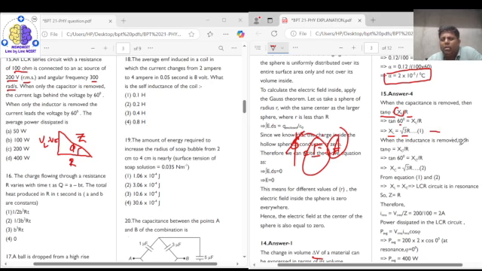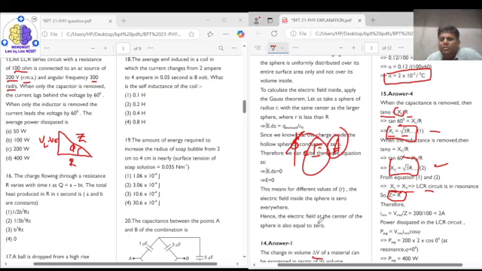On the other hand, when the inductor is removed, then also tan phi is equal to XC upon R. So tan 60 is equal to XC upon R. So XC is equal to root 3 times R. Now XL and XC are equal. We can see that XL is equal to root 3 times R and XC is also root 3 times R, right? So we can say that if XL and XC are equal, then this circuit is in resonance. And if they are in resonance, the impedance of the circuit becomes equal to the resistance of the circuit, right?